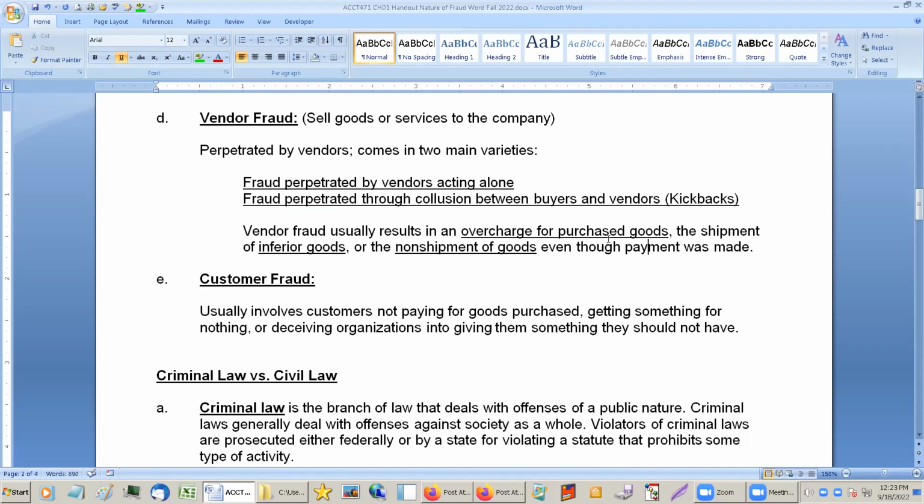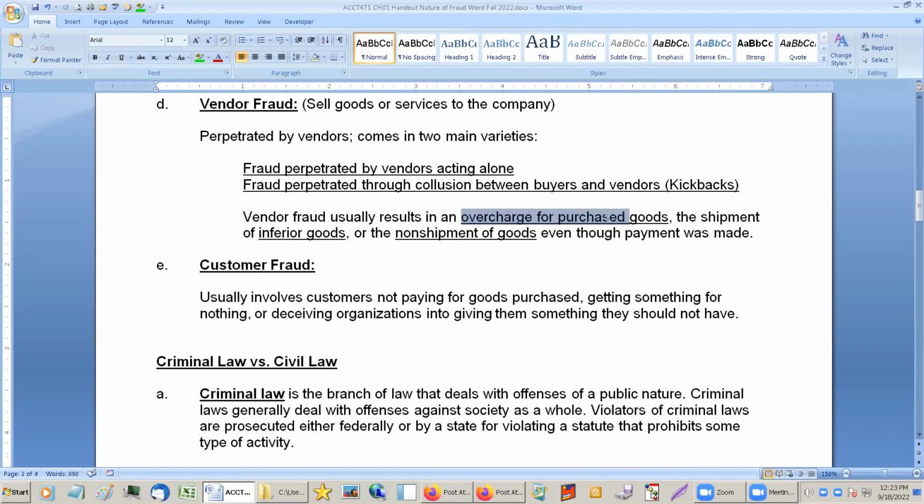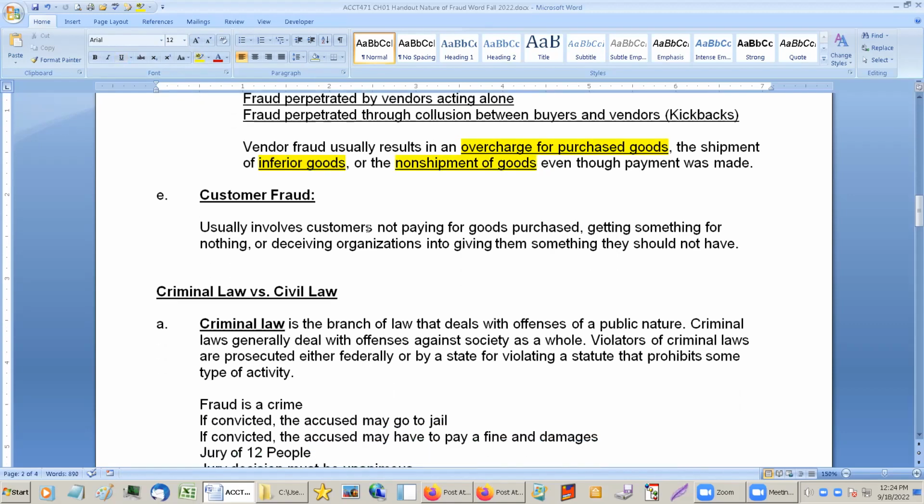Okay. And usually it comes in three different forms: overcharge, send inferior goods, or don't ship anything at all. And notice that they're getting checks sent to them for this. So this is actually cash coming out. Customer fraud is fraud that happens when a customer deceives the company.